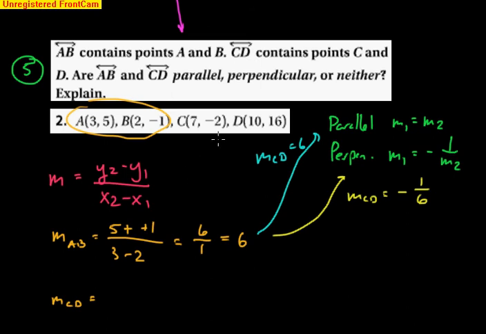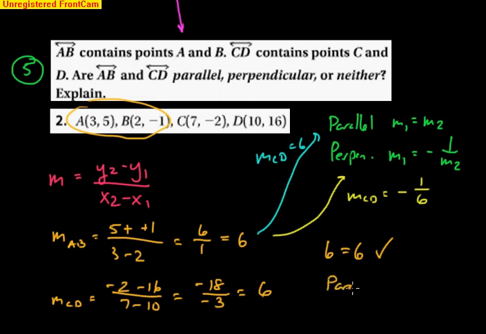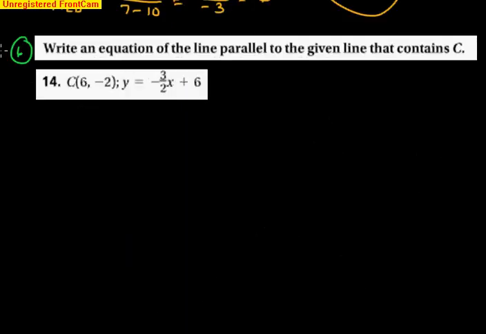So slope of CD. Subtract your y's. Negative 2 minus 16. Subtract your x's. 7 minus 10. I get negative 18 over negative 3, which gives me positive 6. Okay, so because 6 equals 6, that means the slopes are the same. And since the slopes are the same, these two lines are parallel. There we go. Boom. Problem done. Okay, 2 more problems left.